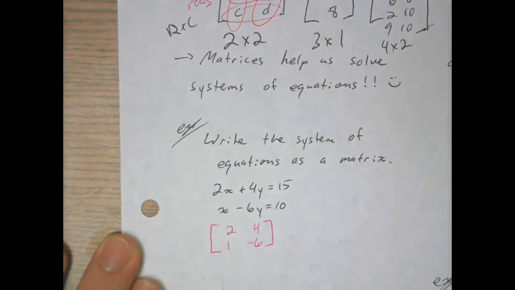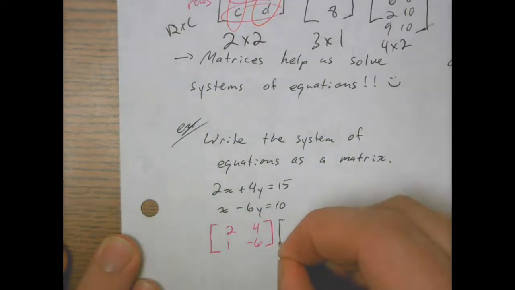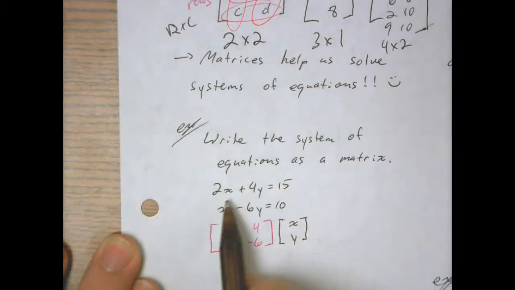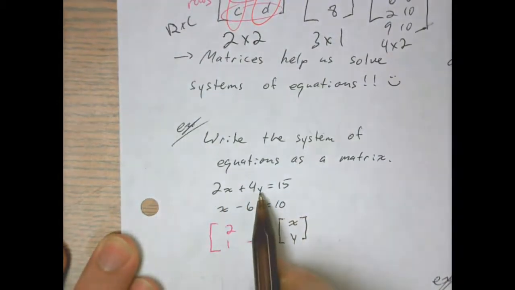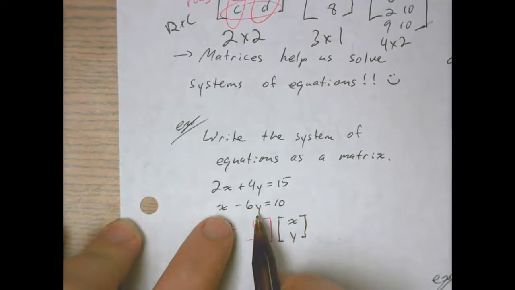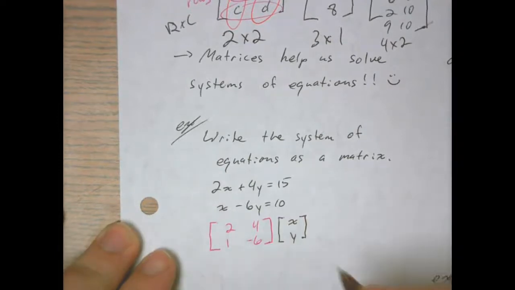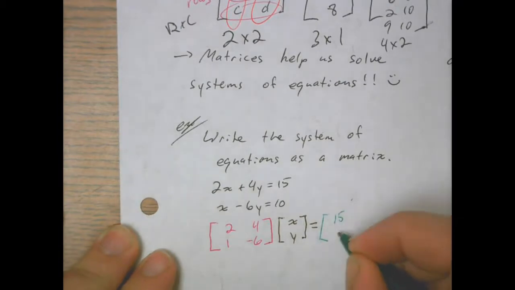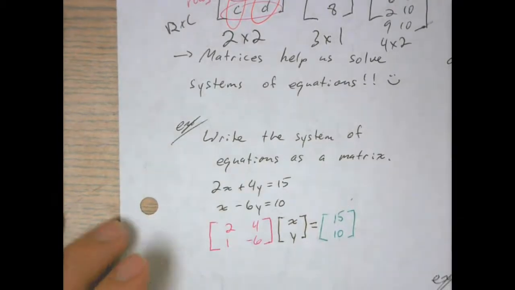The next matrix is called our variable matrix, where my first variable was x and my second one was y. It's super important to make sure that both of your x and y are first and second in your equations. Then we have an equal sign. And our last matrix is called our constant matrix. The constant matrix is just the numbers without variables. They are 15 and 10. I write them in order.